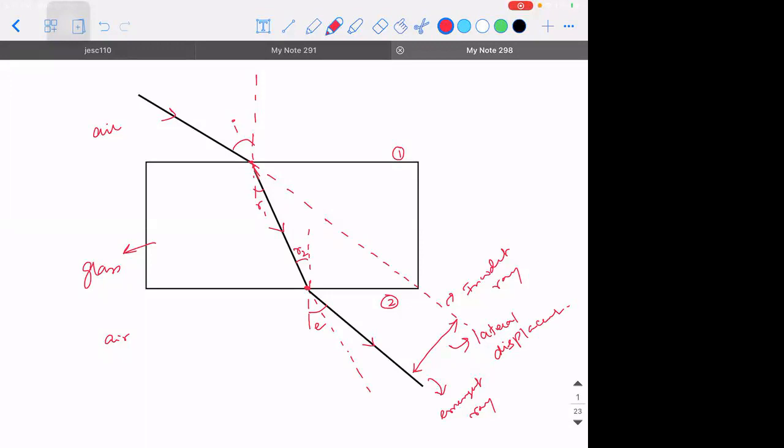Now I have a question. How did you know that the emergent ray and the incident ray are parallel to each other? Is this an experimental conclusion, or can you prove it theoretically also?